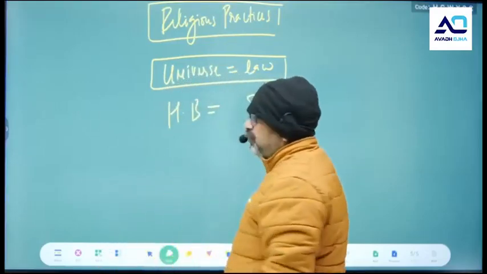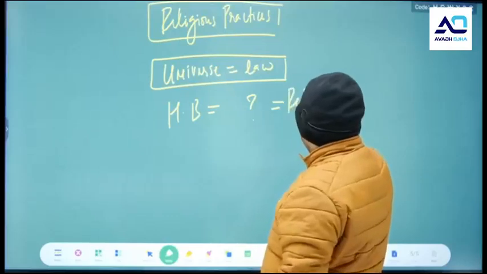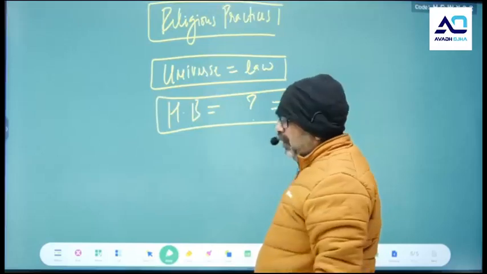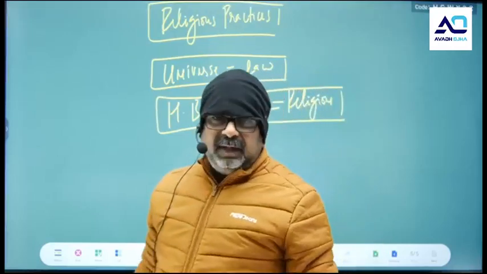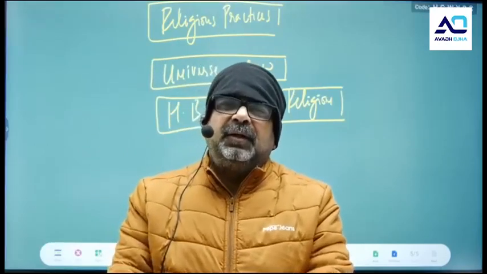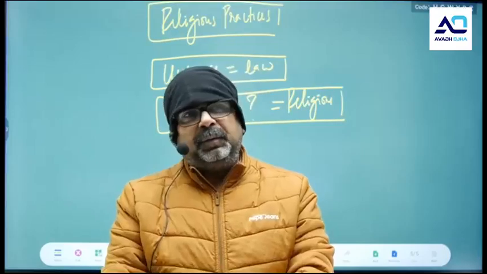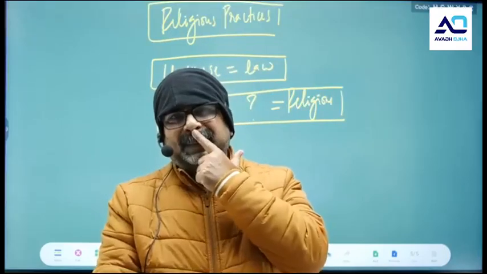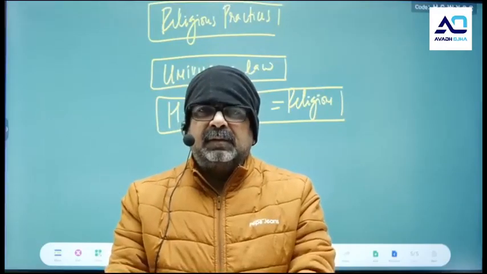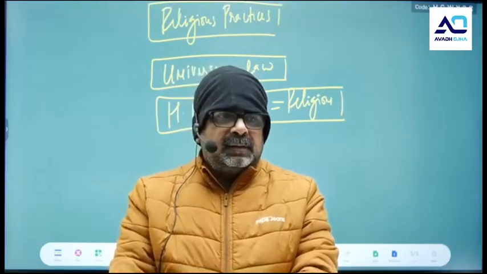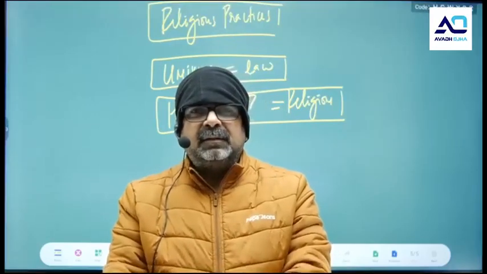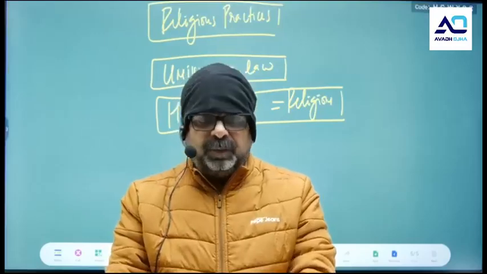And this led to the birth of religion. What is religion? Law designed for human beings, because without law there will be anarchy. Simple. Dharma, religion. What is religion? Law designed for human beings. Religious practices.